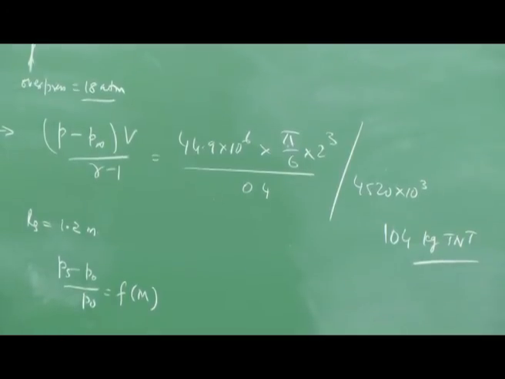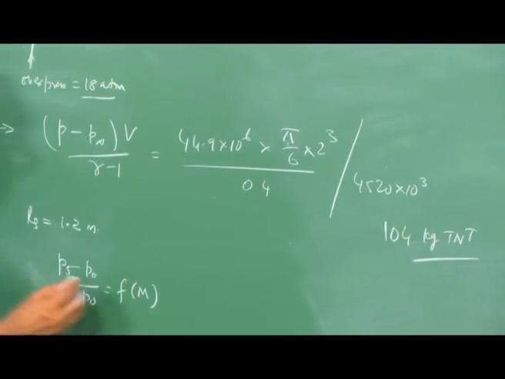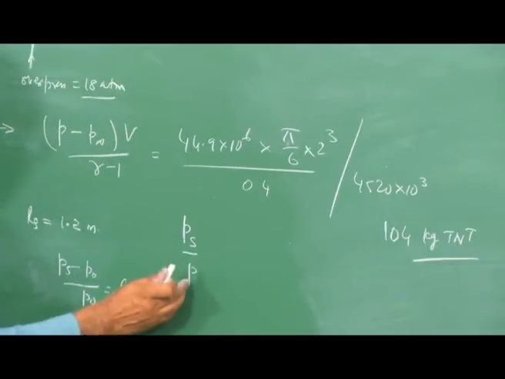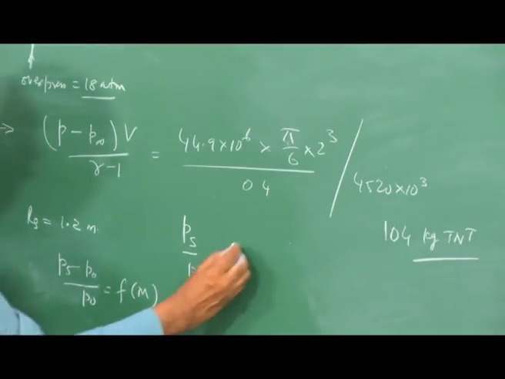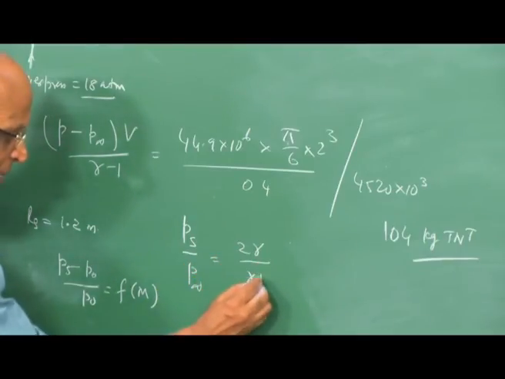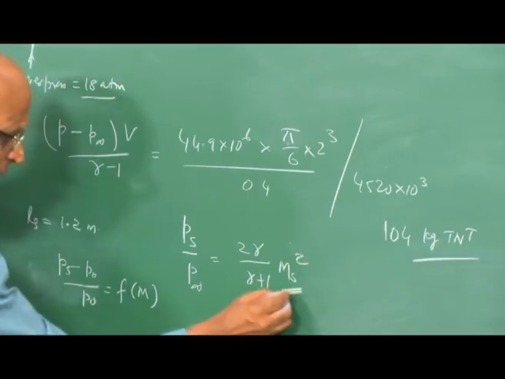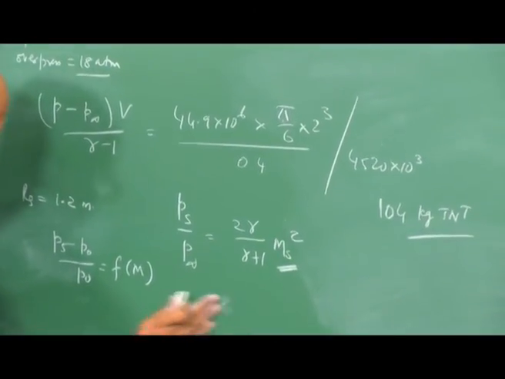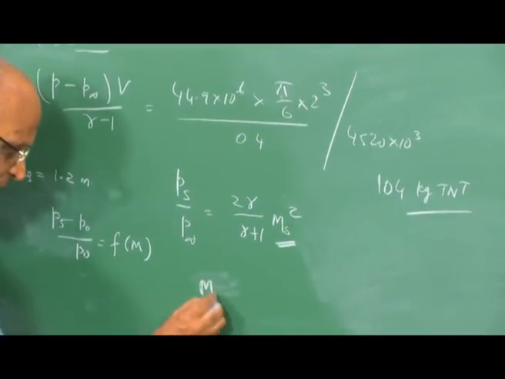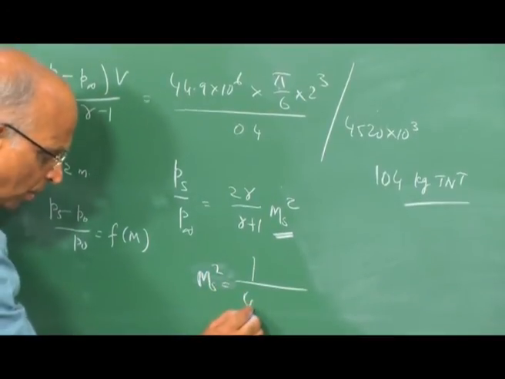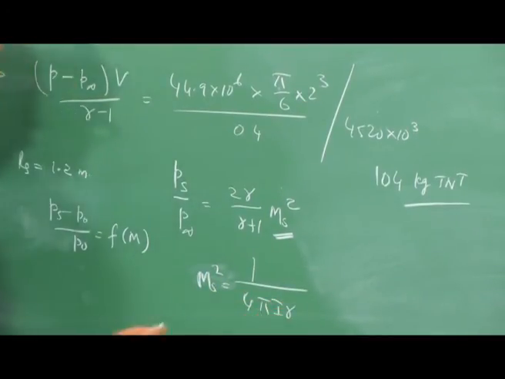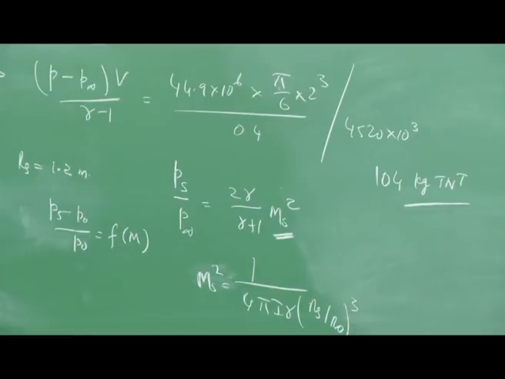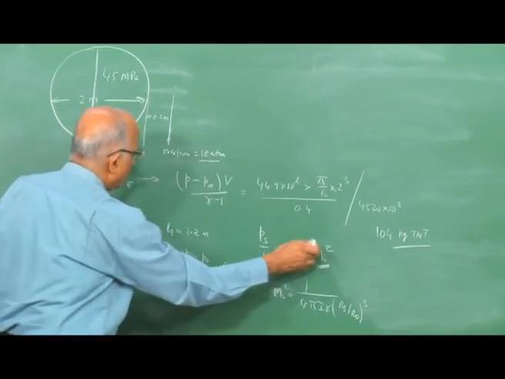I know for a shock wave, the shock pressure, that is the pressure behind the blast wave divided by the ambient pressure, is equal to 2 gamma divided by gamma plus 1 into Ms squared. This is for a strong shock, and I can calculate the value of Ms. From Ms, I can write Ms squared equal to 1 over 4 pi gamma into Rs by R naught cubed.